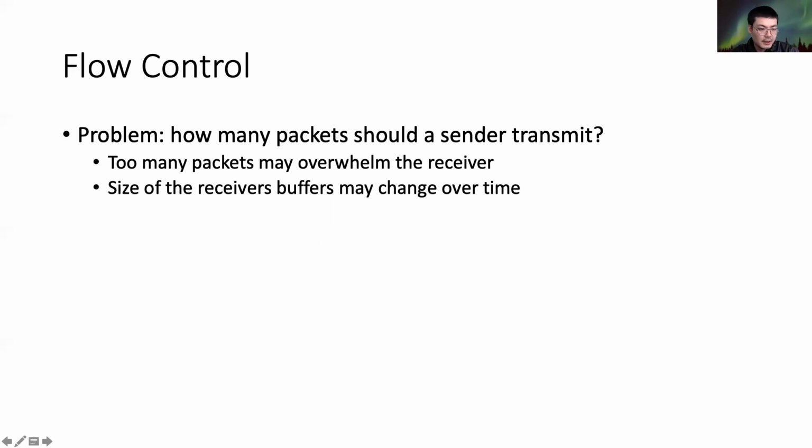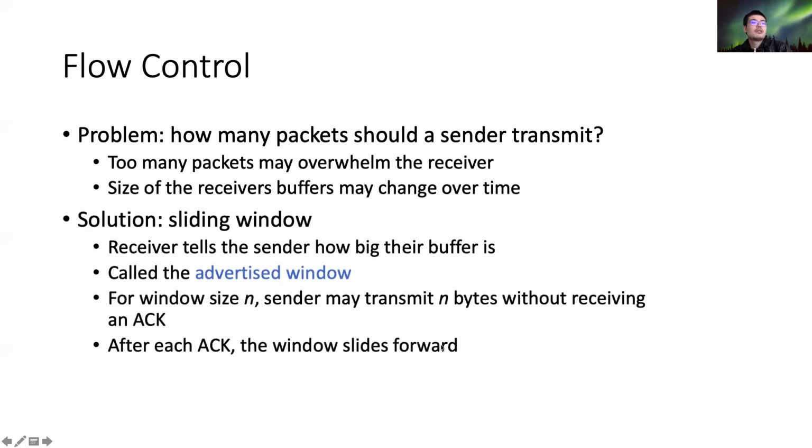the receiver's receiving buffer will be notified to the sender. So the sender knows how large the buffer is and how fast it can send. Okay. So the solution is for the receiver to advertise the window size to the sender. Receiver tells the sender how big the buffer is. Assume that we advertise a window of size n. Then the sender may transmit n bytes without receiving acknowledgement, right?